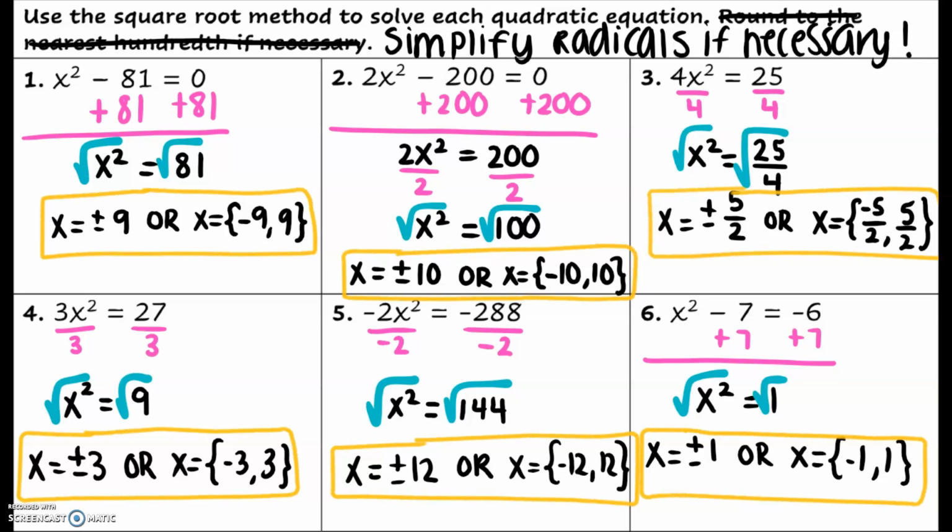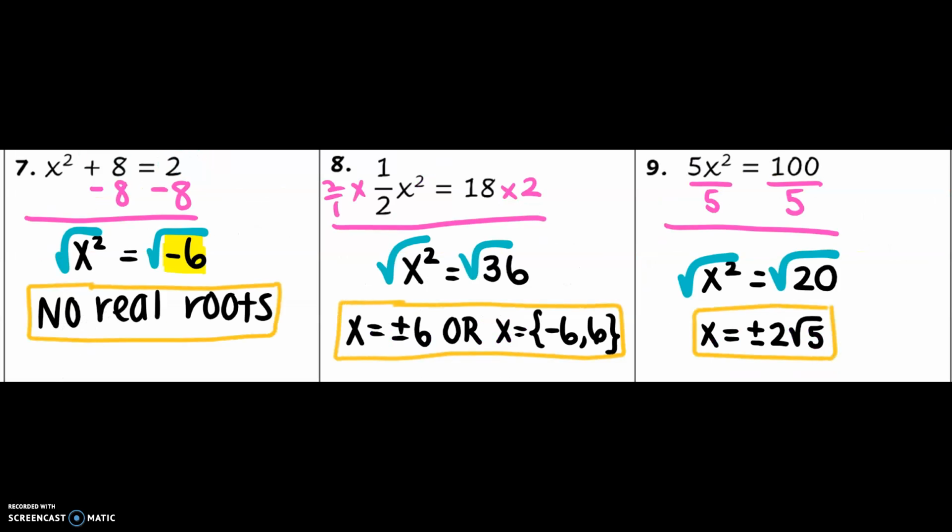Now let's take a look at the solutions to problems 7, 8, and 9. Now let's take a look at problem number 7. I'd like you to star problem number 7. Notice that after isolating the x squared term, you're left with x squared is equal to negative 6. When you take the square root of a negative number, you get an imaginary number. In this case, anytime you get the square root of a negative, all you need to say is that your solution is no real roots.